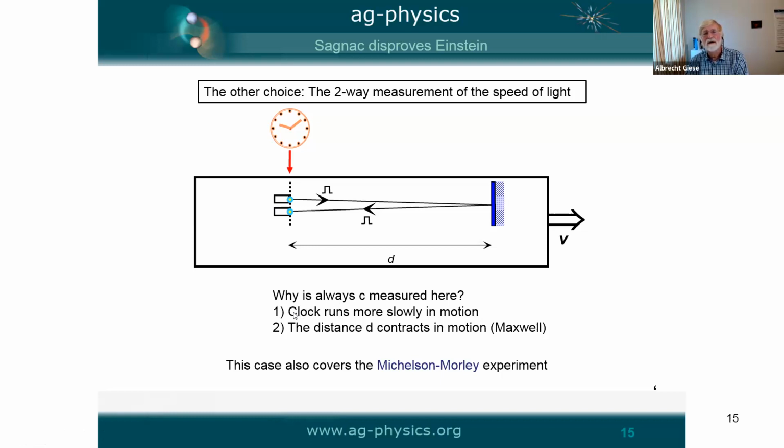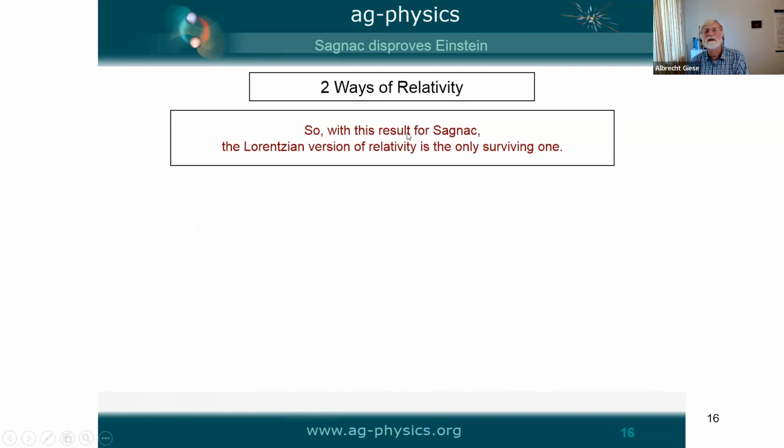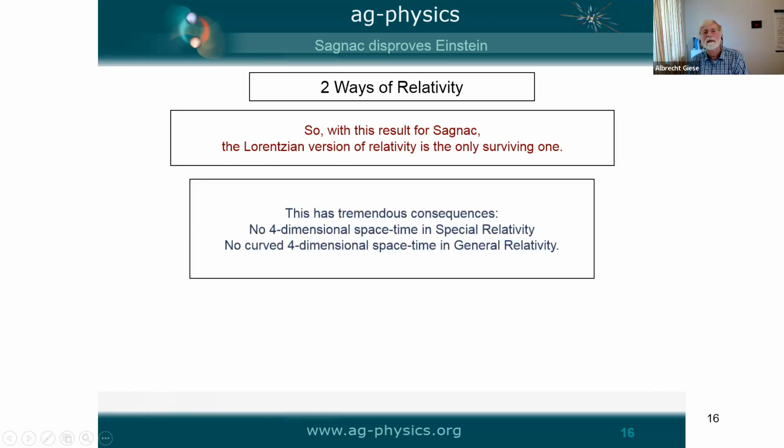So here's the other point, two points. The clock runs more slowly in motion, and the distance d contracts in motion according to Maxwell. And this also covers the Michelson-Morley experiment, because that is essentially what goes on in the Michelson-Morley experiment. Okay, so with this result of Sagnac, the Lorentz version of relativity is the only surviving one. And this has tremendous consequences.